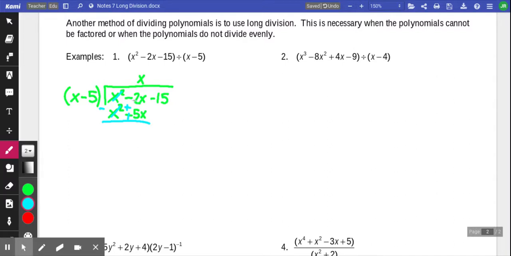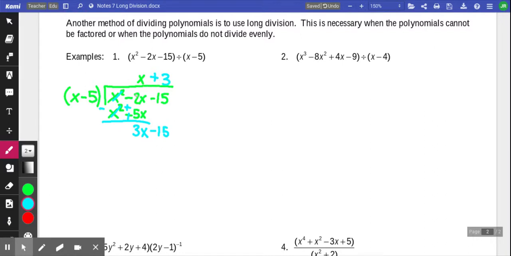But here I need to figure out what's my difference. So negative 2x minus negative already changed to a plus, so negative 2x plus 5x is going to give me positive 3x. And then we bring down the next term, which is a negative 15. And once again, we focus now on the first terms. So x times what is going to give me that 3x, and it's going to be a positive 3. So up top, I'm going to put a plus 3.